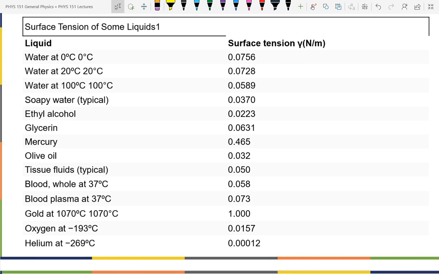Here are values for the surface tension in different fluids. You look at mercury, that's a really high surface tension. Mercury has a pretty strong affinity to itself. Liquid gold, of course, gold is always your standard for almost anything. Very, very high. Water's a pretty low surface tension, but not low enough.